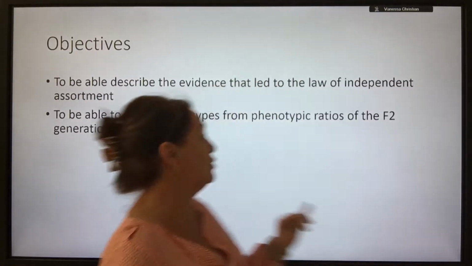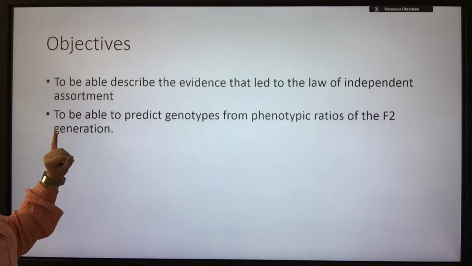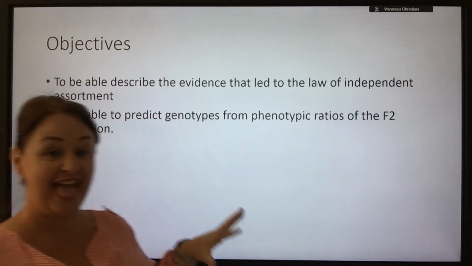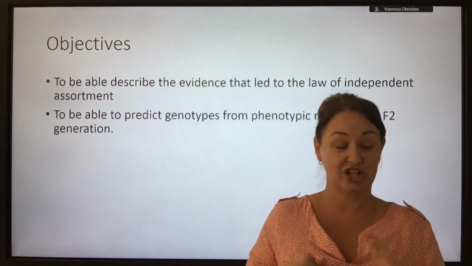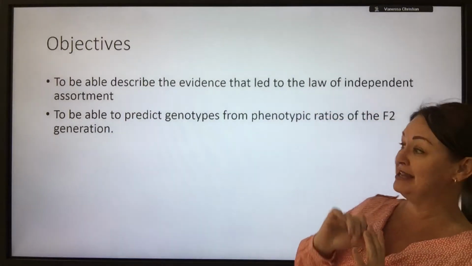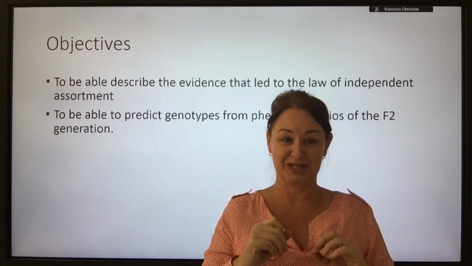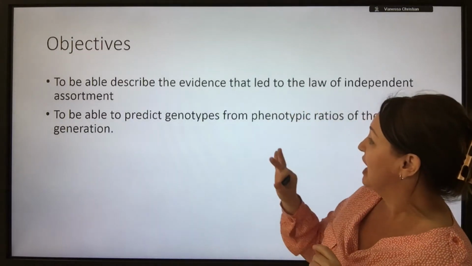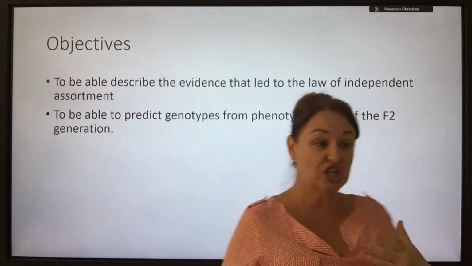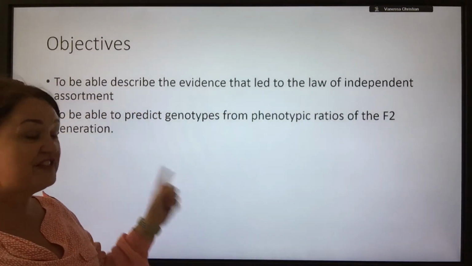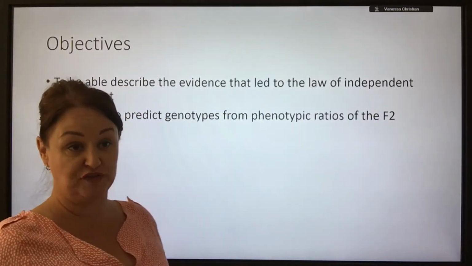So what do we want to do today? We want to make sure that by the end of the lesson, you're able to understand the evidence that led to the law of independent assortment. Can you remember what independent assortment was? Well, hopefully we'll recap it. And to be able to predict the genotypes from the phenotypic ratios of the offspring.